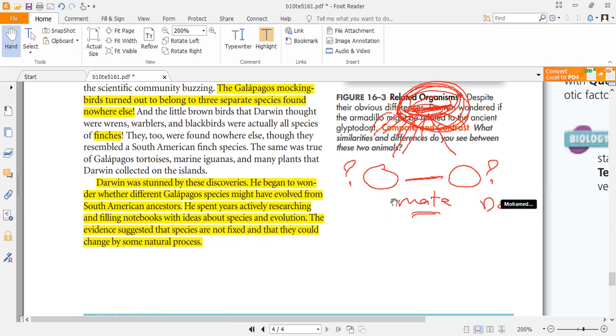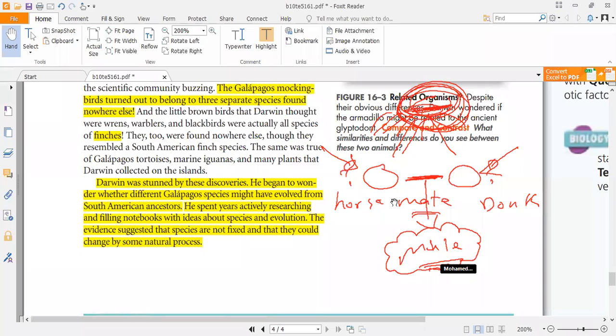The donkey and the horse can mate and they can produce offspring that is a mule. So, does the donkey belong to the same species as the horse? Actually, no. They don't belong to the same species. Why? Because the mule is infertile. It cannot have offspring. So those organisms cannot form a population. They are not two organisms of the same species. How did you know? They cannot produce fertile offspring.